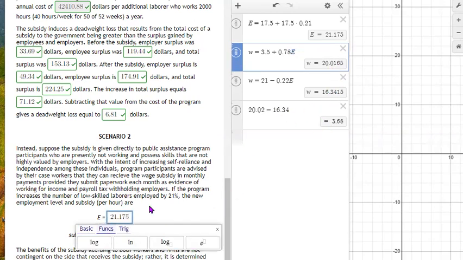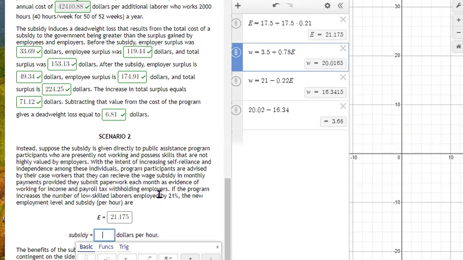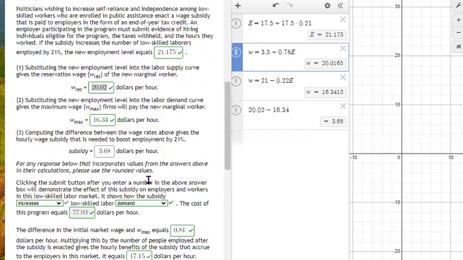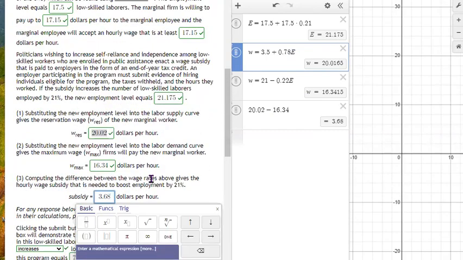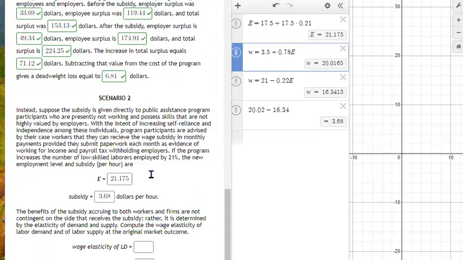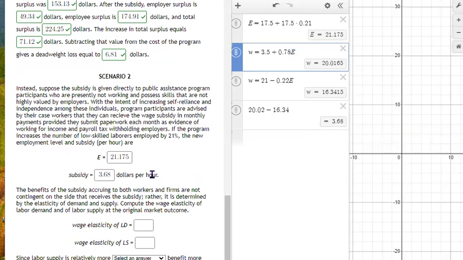So the amount of subsidy doesn't change, right? If you want to increase employment by 21% by giving a subsidy to employers, the subsidy in this model has to be $3.68, right? If you want to increase employment by 21% by giving a subsidy to public assistance program participants, in this model, the subsidy has to be $3.68, right?